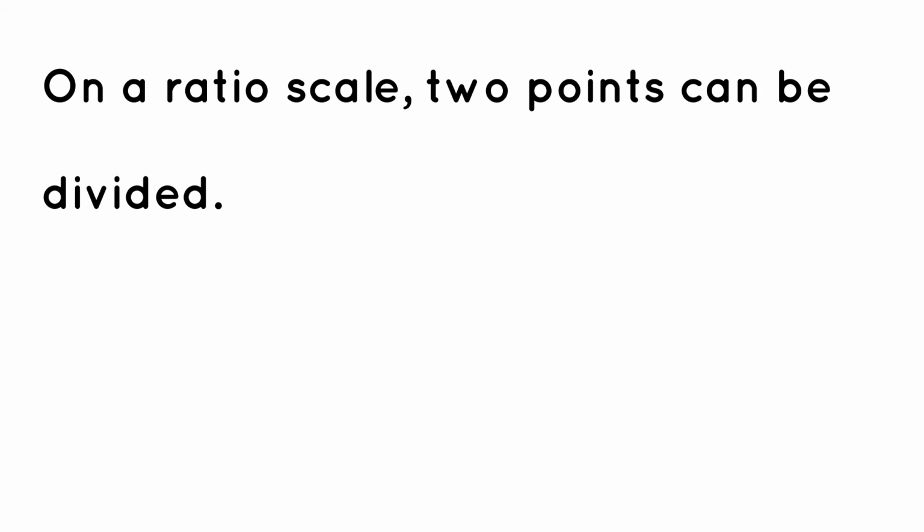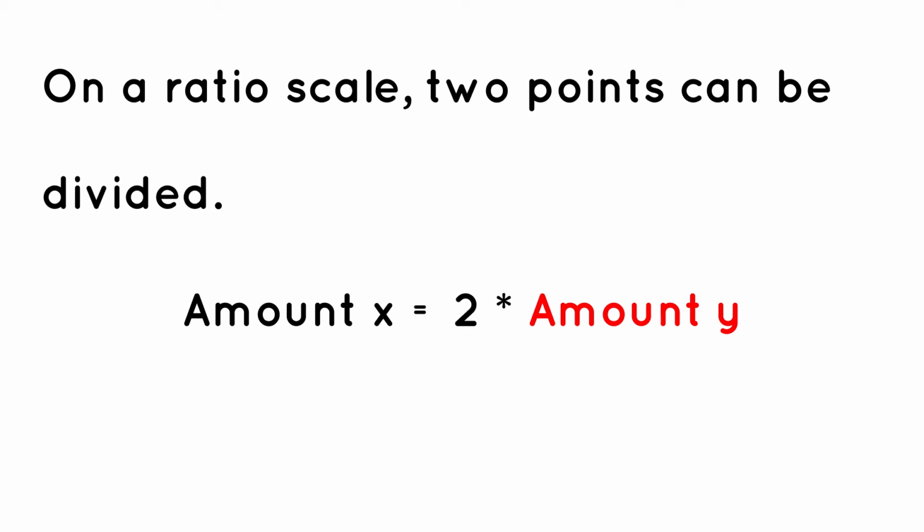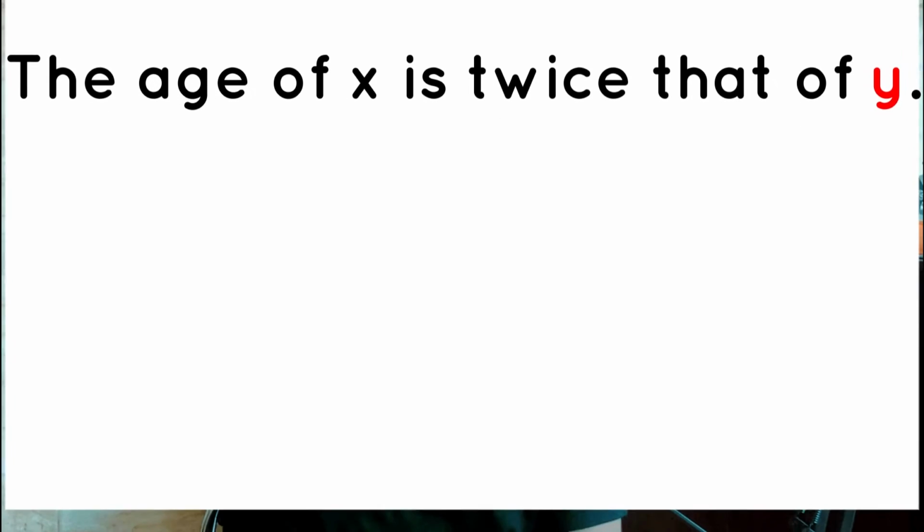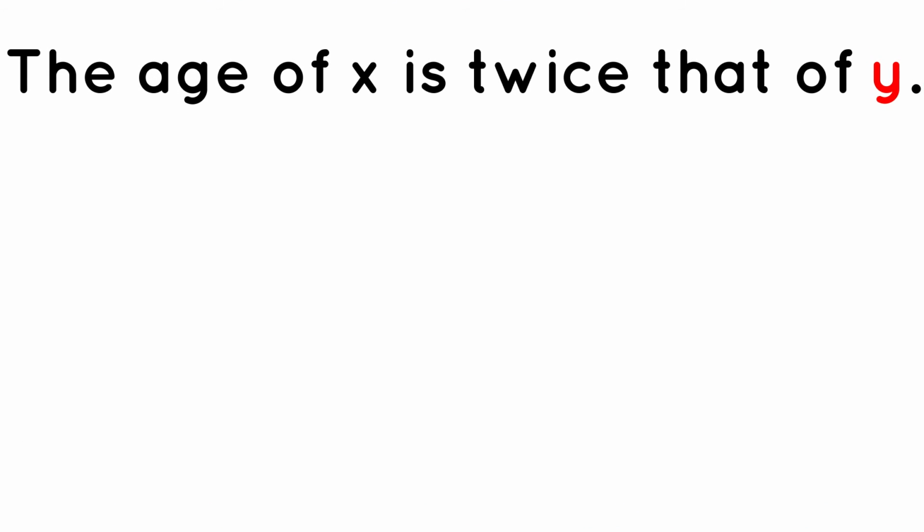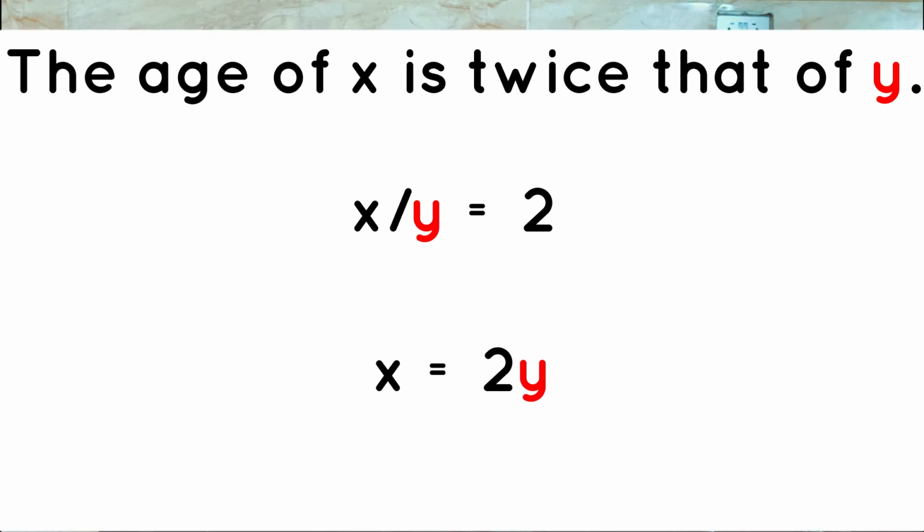And since it is a ratio scale, it means that 2 points on the scale can be divided by each other. So we can say that the amount of money Mr. X owns is 2 times the amount of money that Mr. Y owns. That simply makes sense. Another example is that we have someone X and someone Y, and we can say that the age of X is twice the age of Y. So that means that X over Y equals 2, or we can say X equals 2Y. So the age of X is twice that of Y. That simply implies that we can divide the values on the ratio scale, and they also have a true zero. So this is the property that defines a ratio scale.